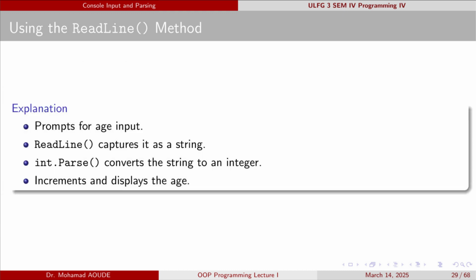To break it down, Write prompts the user, ReadLine gets the typed text, int.Parse transforms that text into a number. We increment that number, and WriteLine outputs the new value. Understanding this chain is crucial for building interactive console programs.